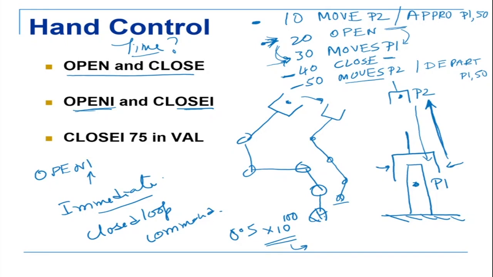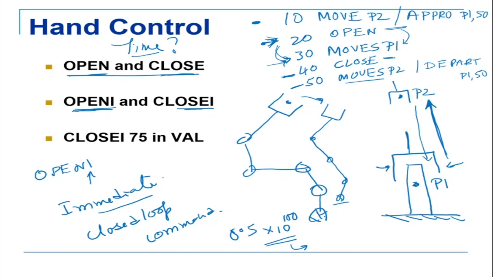So if you can save even a small amount of time, because a robot does millions of cycles, you can save a lot of time. So when the robot is not catching something, moving in free space, we can simply use open or close. And when it is going and catching something, then we can use open eye and close eye.